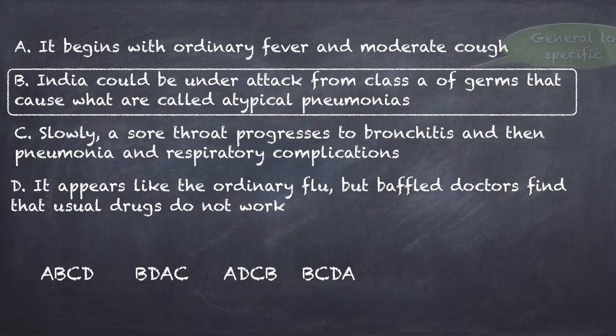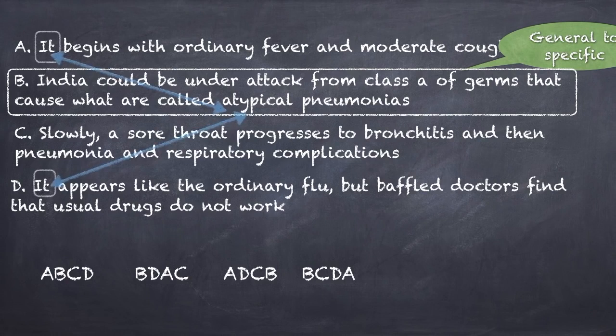So I hope you tried that. Not only tried that, got the answer, but notice what all connections can be made. Once again, starting with B, India could be under attack, a very general statement. So I should be starting with B, right? So my probable direction of starting should be B, right? So India could be under attack from a class of germs that cause what are called atypical pneumonias. Don't get scared here. So it says, slowly a sore throat progresses, and I saw in sentence A, it begins. So I should have asked what begins, and begins and progresses is another connection.